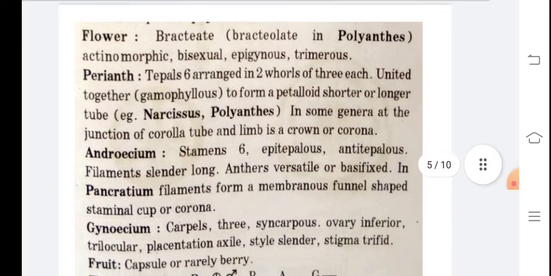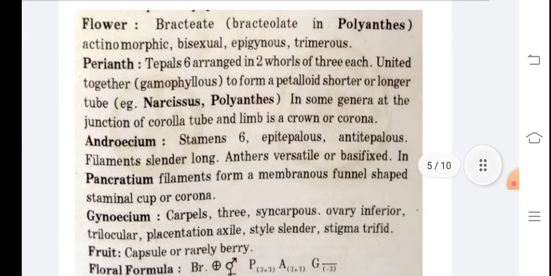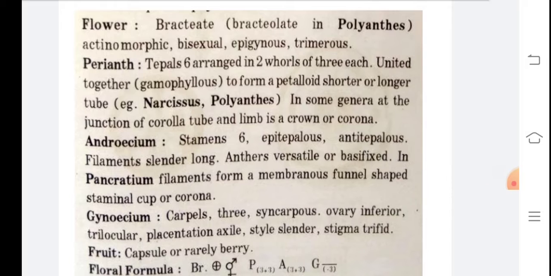Then about the flower, we have seen the diagram. So flowers are bracteate, bracteolate in Polianthes. One common bract in two flowers. Actinomorphic flower, bisexual, epigynous and trimerous. Why trimerous? Because the tepals are 3 plus 3.